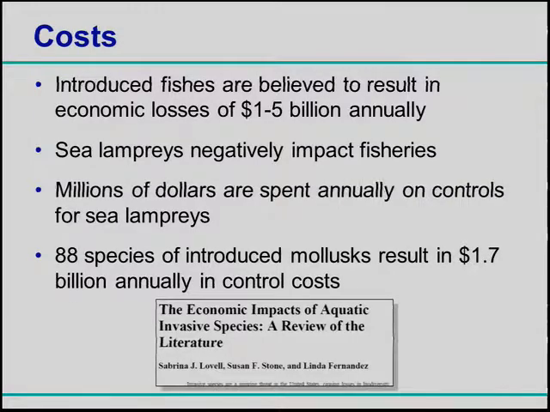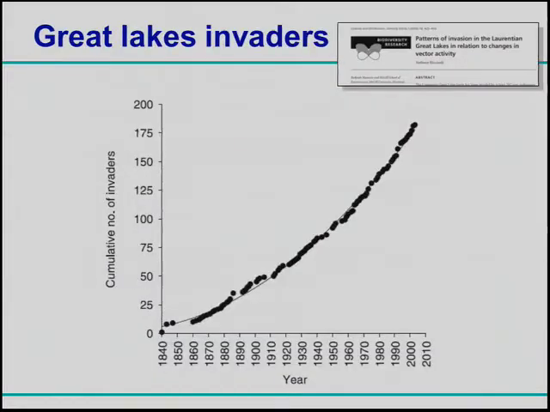This paper also pointed out there are about 88 species of introduced mollusks, resulting in $1.7 billion annually in control costs, a lot of that with, say, zebra mussels and water intake pipes. So huge efforts, a lot of dollars, and once these things show up, it's almost impossible to get rid of them.